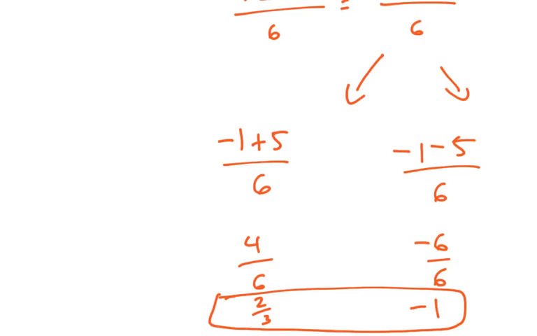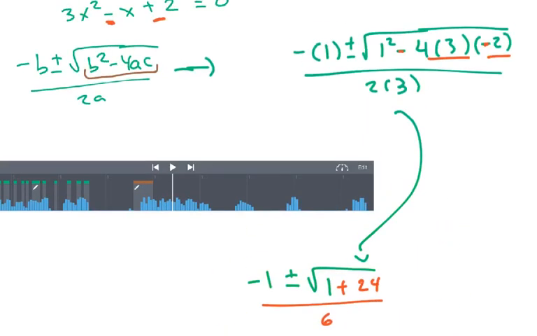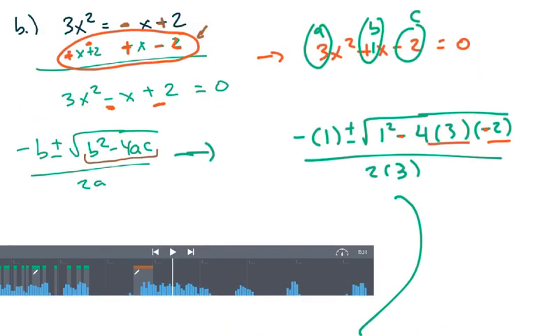Okay, so the other question was, what is the y-intercept? Hopefully what you realized from the video was that the y-intercept is, so let me rewrite this, 3x squared plus x minus 2. The y-intercept is the number by itself.